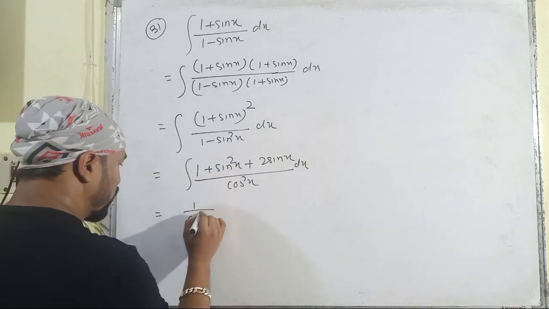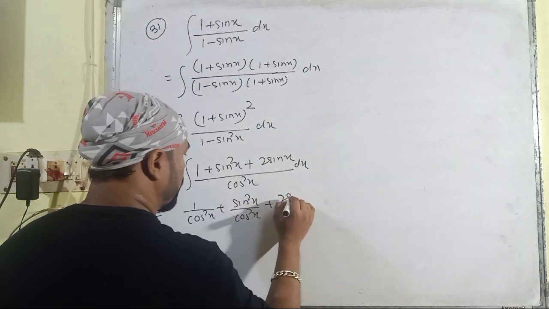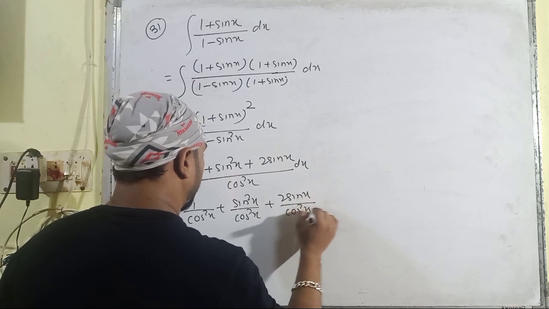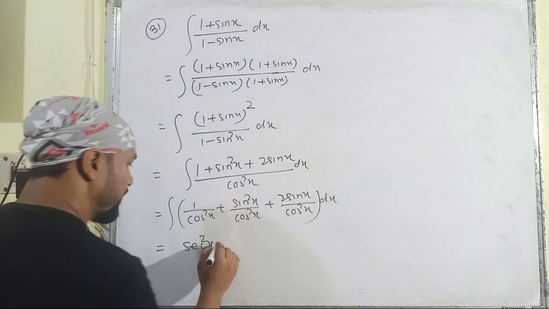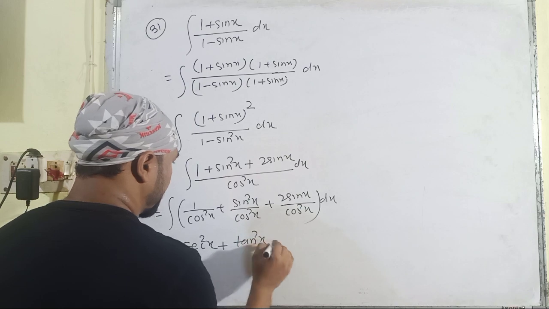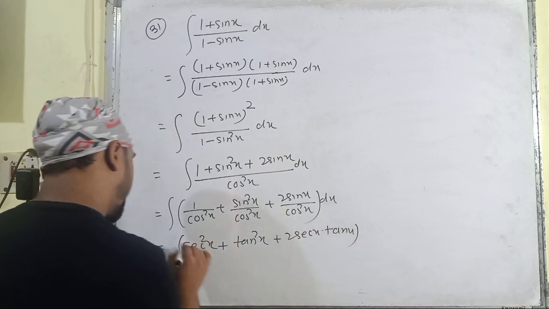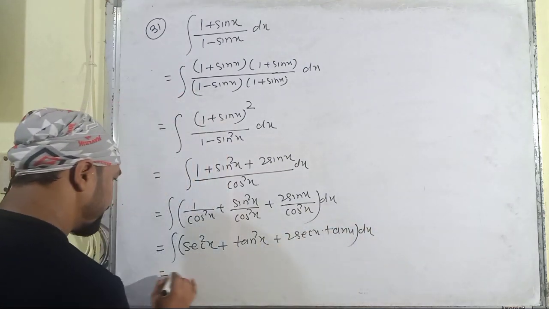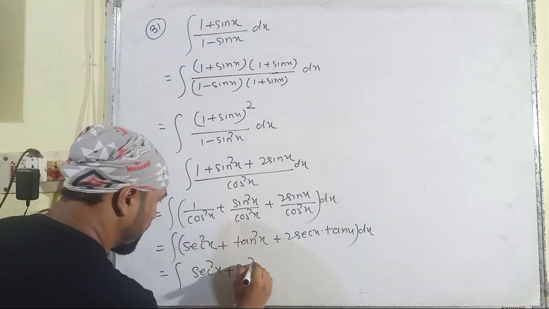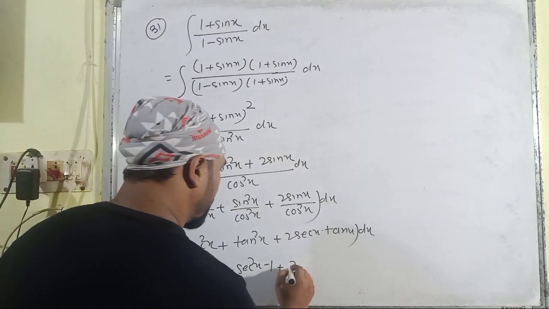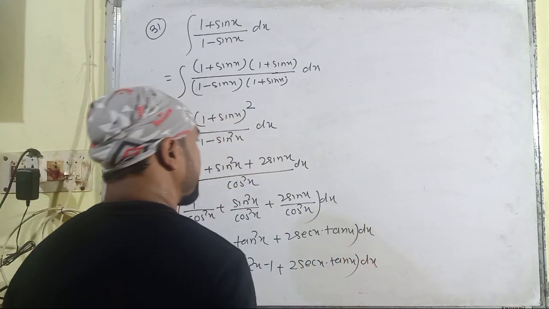Then it will be 1 upon cos square x plus sin square x upon cos square x plus 2 sin x divided by cos square x. Then it will be sec square x plus tan square x plus 2 sec x into tan x. Then it will be sec square x, in place of tan square x you can put here sec square x minus 1, plus 2 sec x into tan x, and we have to integrate this with respect to x.